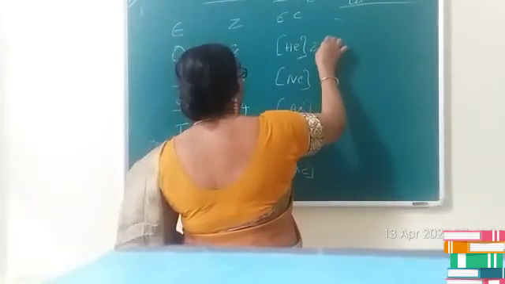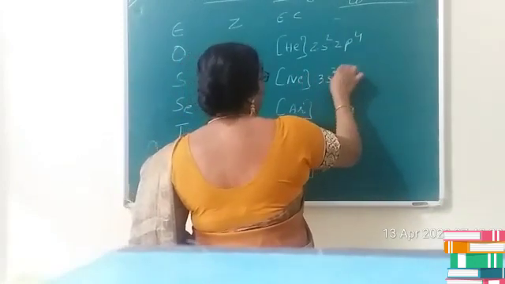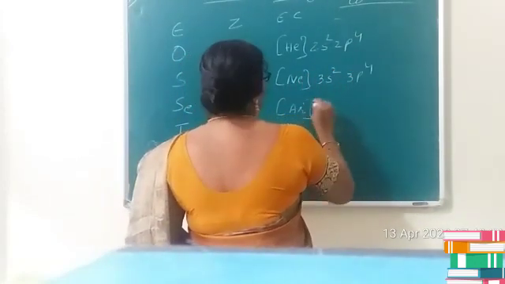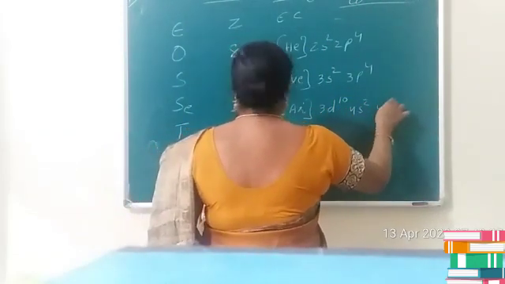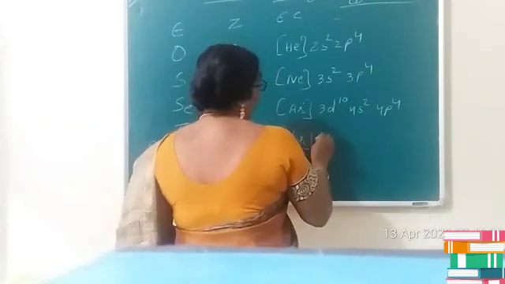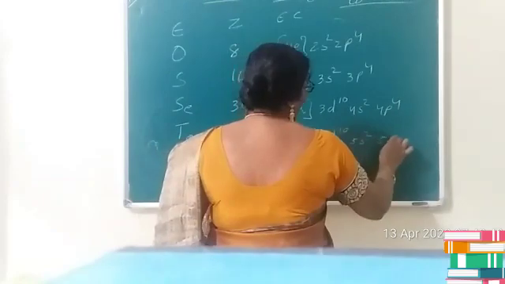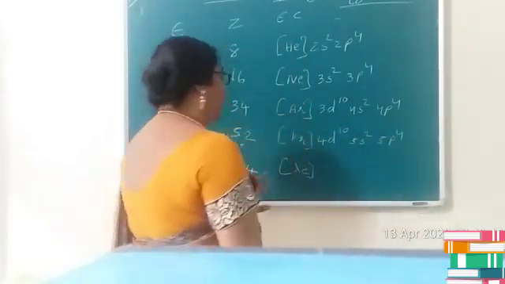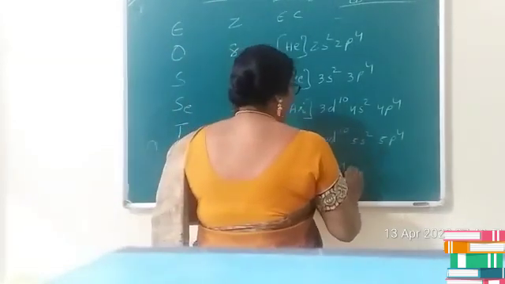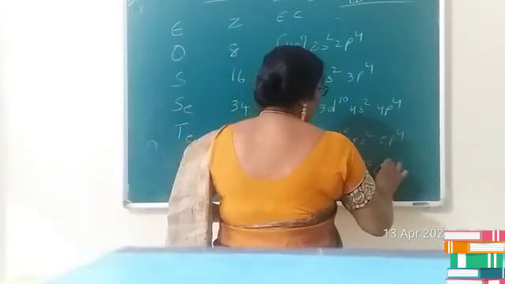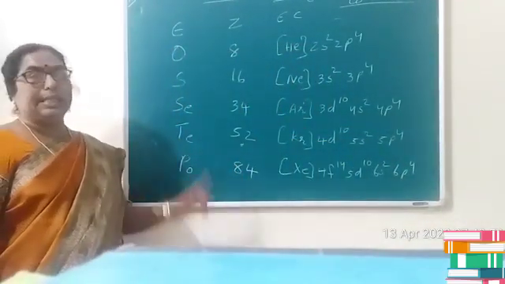Oxygen, helium core 2s2 2p4. Sulfur, neon core 3s2 3p4. Selenium, argon core 3d10 4s2 4p4. Tellurium, krypton core 4d10 5s2 5p4. Or polonium, the last element in the group, xenon core 4f14 5d10 6s2 6p4. That is about the electronic configuration of group 16 elements.